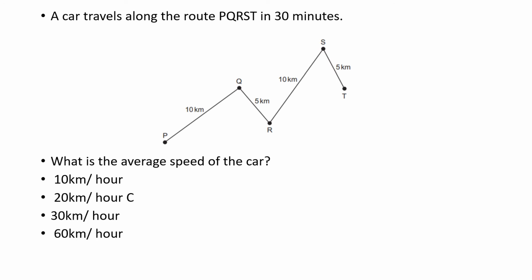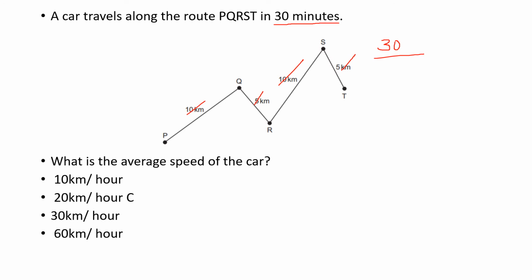We can find out the total distance by adding all these. 10 plus 5, it is 15, plus 10, 25, plus 5, it is 30. The total distance is 30 kilometer divided by the total time. Total time is given in the question, it is 30 minutes.